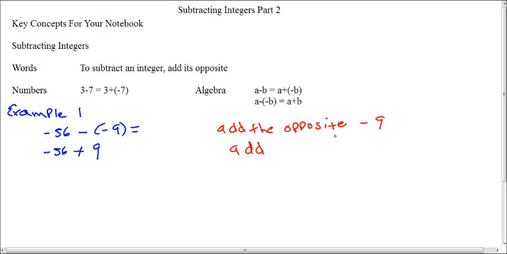And these are my rules over here. You're going to do the addition, and that's going to give us, and how do we do it? The smallest absolute value from the largest absolute value, and that's going to give us a negative 47.